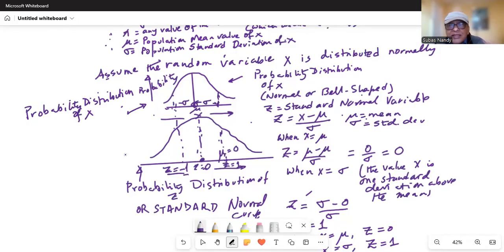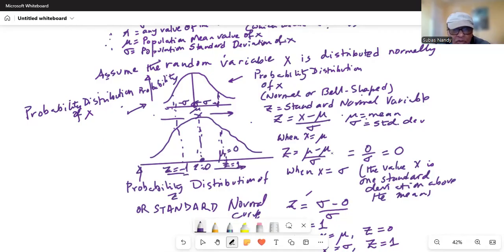Only thing, at the center for the z curve, the mean is 0. And when you are one standard deviation above the mean of x, it is a z-score of 1. When you are one standard deviation below the mean, the z-score is minus 1. The z-score at the center is 0 because when you plug in x equal to mu in the definition of z, it works out to be 0. So at the center, where the peak is the highest, the z-score is 0. And that is the mean of the standard normal curve.